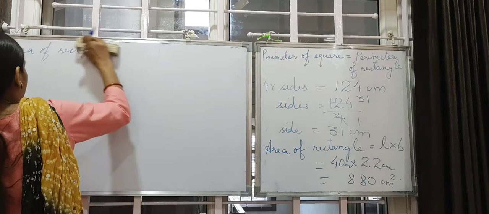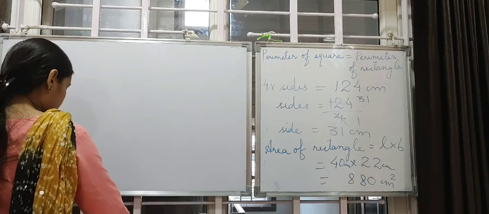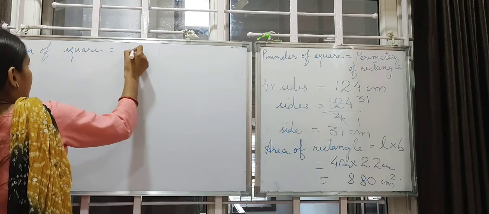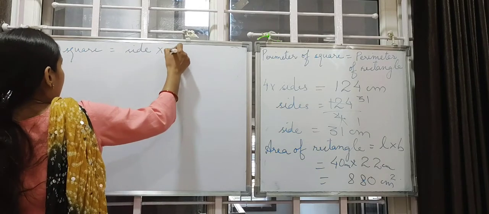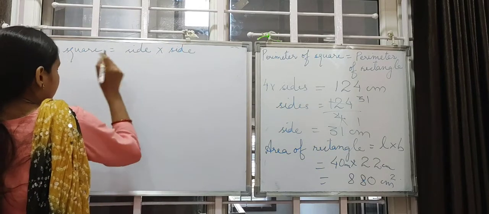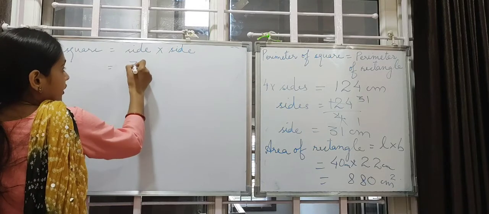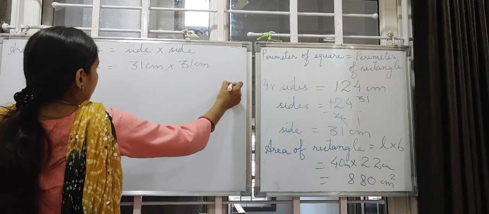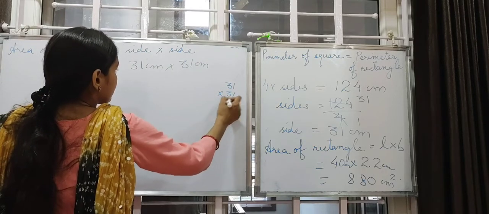Rectangle we found. Now this is the area of square, which is equal to side into side. Side into side, that means 31 centimeters into 31 centimeters.